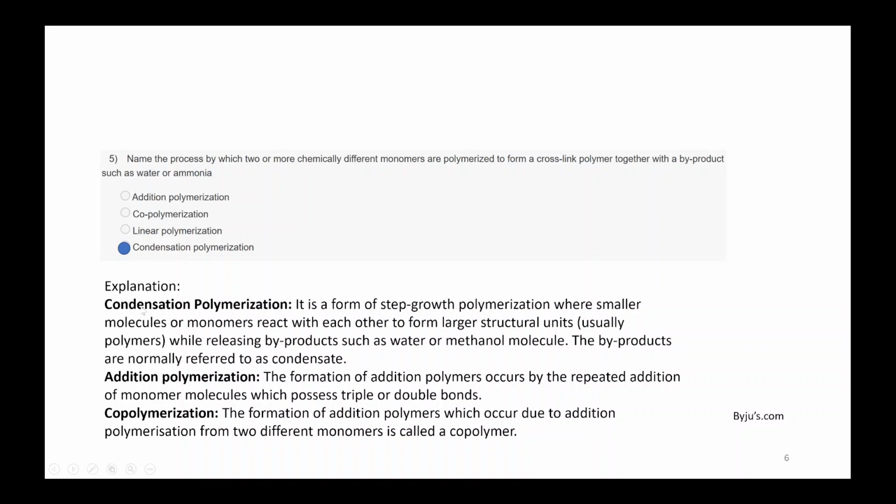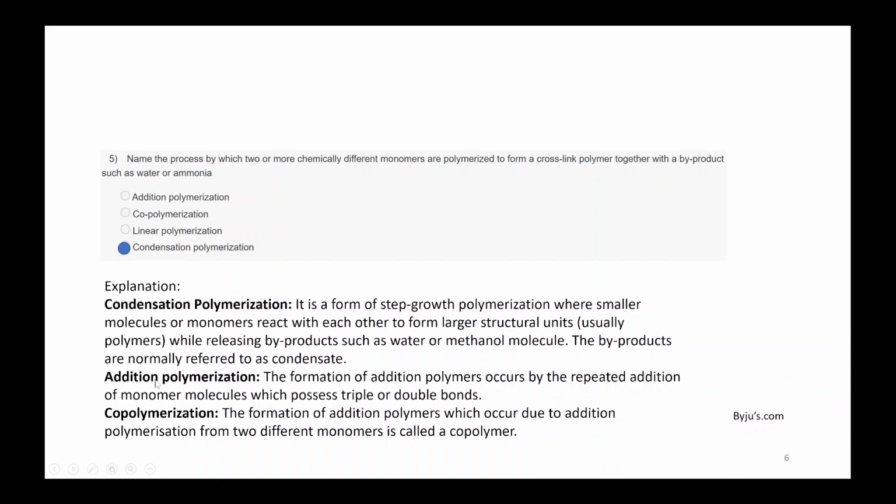Now we can explain this by saying that condensation polymerization is a form of step growth polymerization where smaller molecules or monomers react with each other to form larger structural units, usually polymers, while releasing byproducts such as water or methanol molecules. The byproducts are normally referred to as condensate. So H2O, ammonia, methanol, all these molecules that are forming are known as condensate.